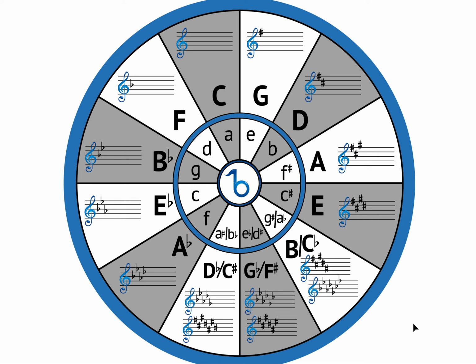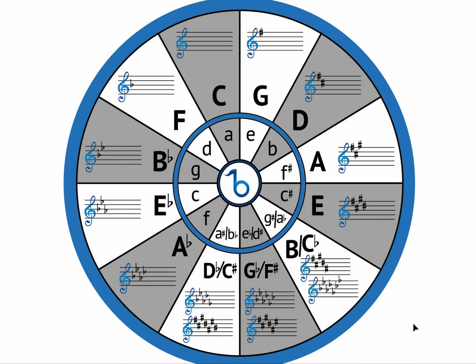But if you were to start at the F in the inner circle, you'll see that it's actually the same set of notes. The only difference is when you get to the enharmonic notes, the ones that have the slash. Those notes are actually the same, like B and C flat are the same, G flat and F sharp are the same, D flat and C sharp are the same.